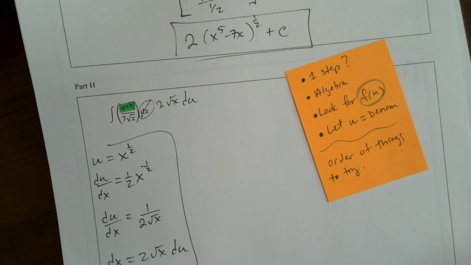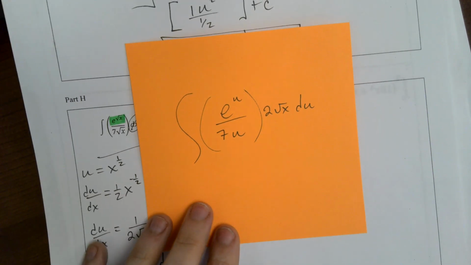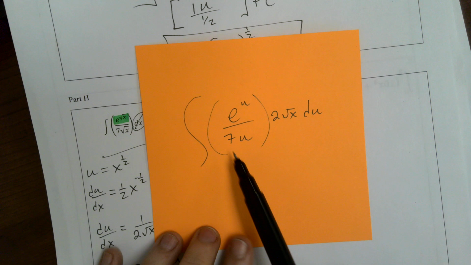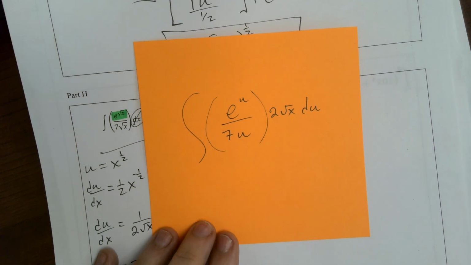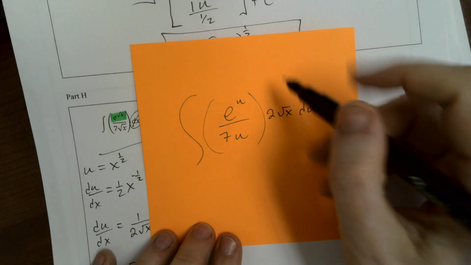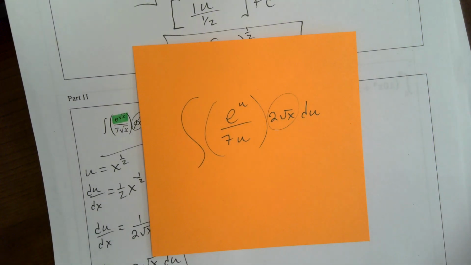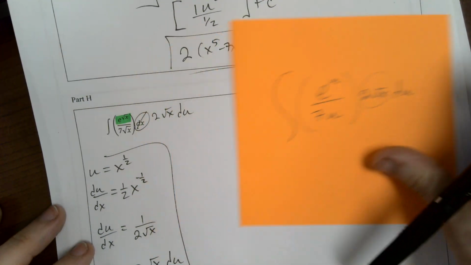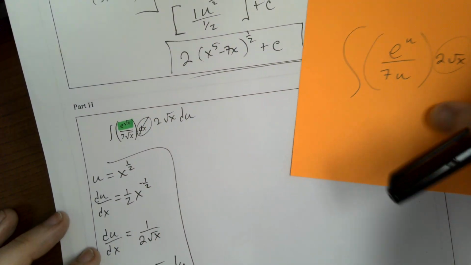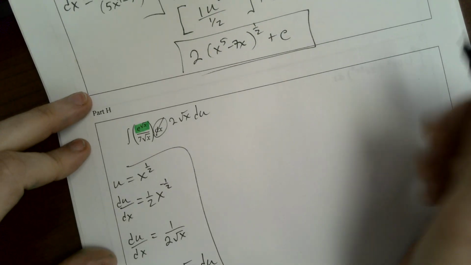I actually wrote this down earlier just to show you, because a lot of students, when they're learning this, will try that. This is what you would end up with if you replaced both square roots of x with u. So you don't get the x's to cancel. You actually just get a more complicated integral. So what you want to do, guys, is only replace the top square root of x with u.